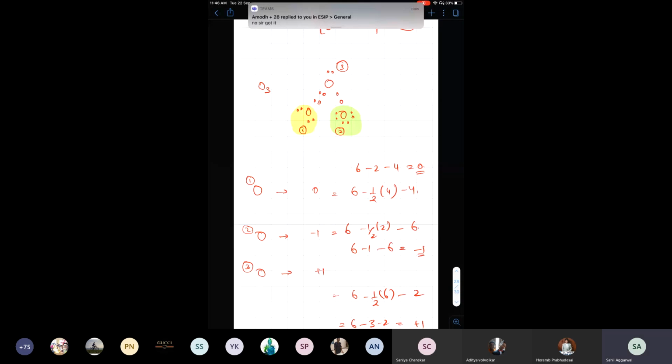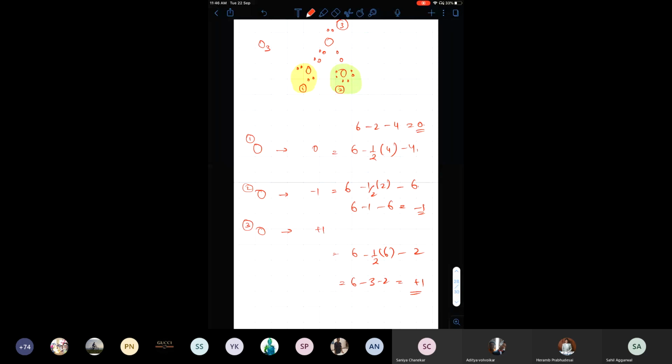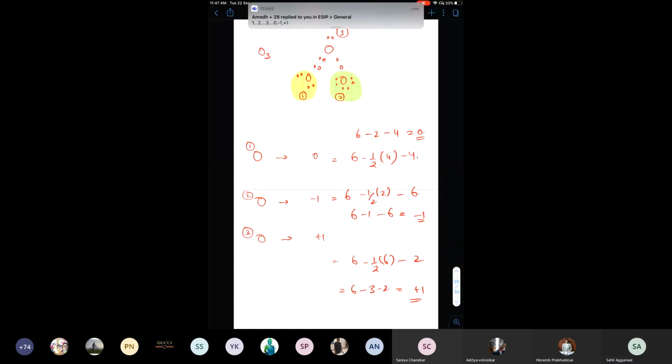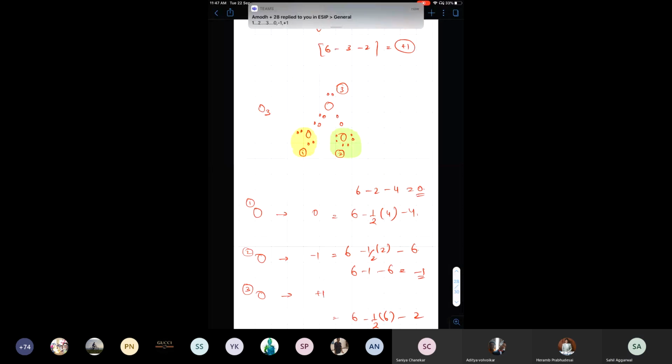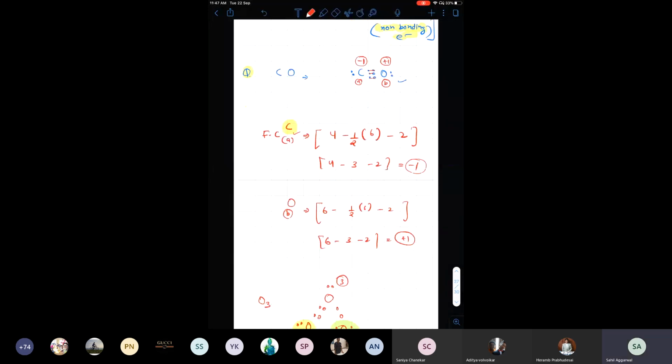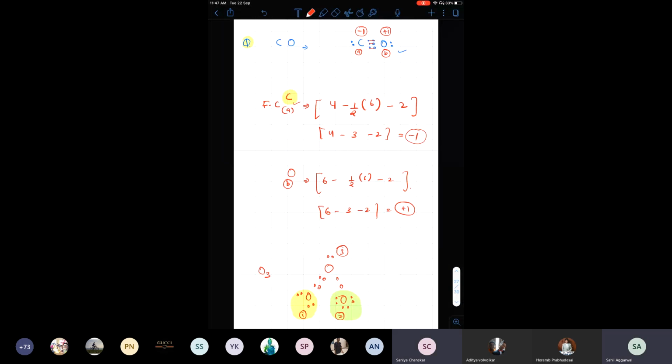For entrance, I'll tell you a trick. On that basis, you will be able to solve it without drawing the structures. But for school purposes, you have to make the structure first. Then only you can say this many are valence electrons, this many are shared, this many are unshared. For school purposes, you should know how to draw the structure as well. Understood? Yes, sir.